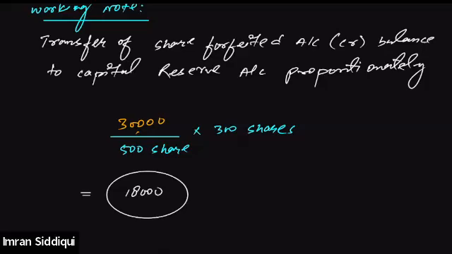So in order to calculate the profit that belongs to 300 shares, we just divide the entire profit by 500 shares, which is actually forfeited, and then multiply it with the number of shares reissued. I hope this is clear, everybody. Yes, sir. Clear.